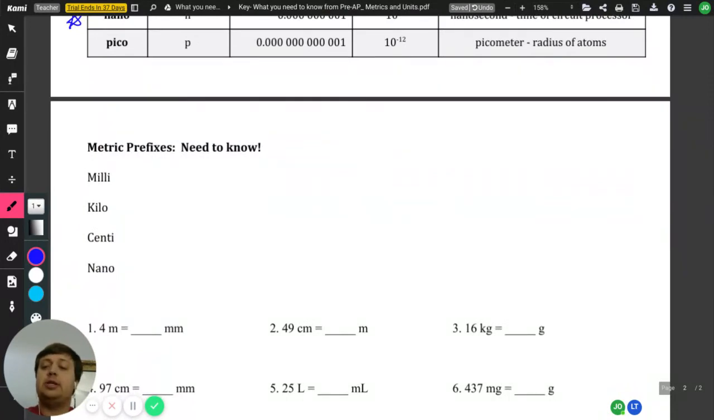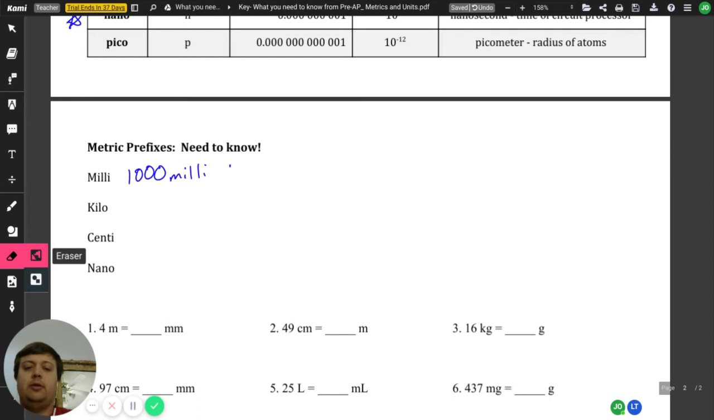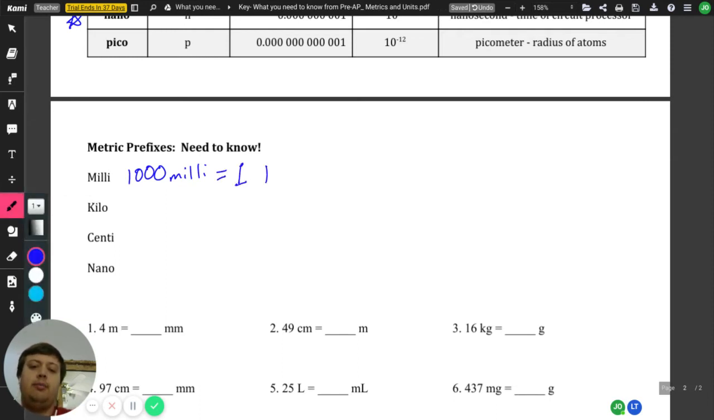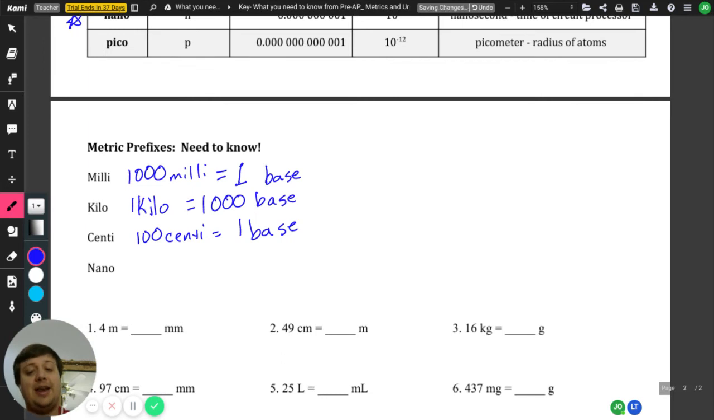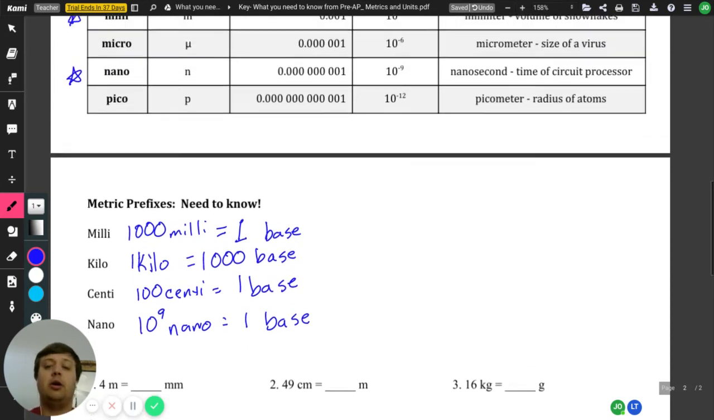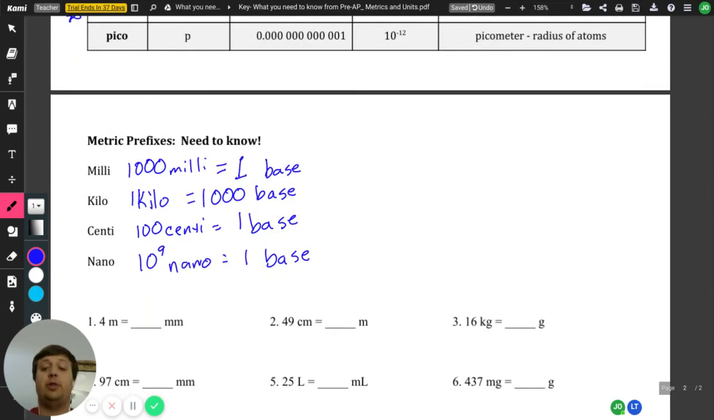Some metric prefixes that you need to know: milli. You need to know that for a milli anything, there are 1,000 millis in the base unit. So that equals 1 of the base. Okay, for kilo, there is 1 kilo, and that equals 1,000 of the base unit. Centi, there are 100 centi in 1 base. And then for nano, there is 10 to the 9th of nano, and that equals 1 base. Okay, so those are all some that you need to keep in mind and take note of. Those conversions are extremely important, so make sure you know them.